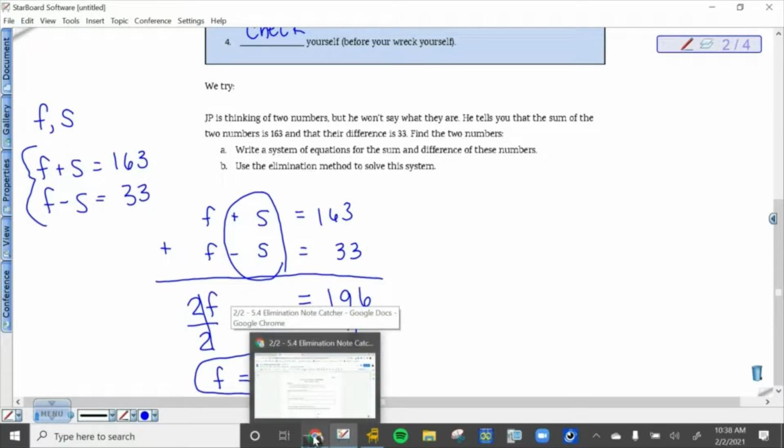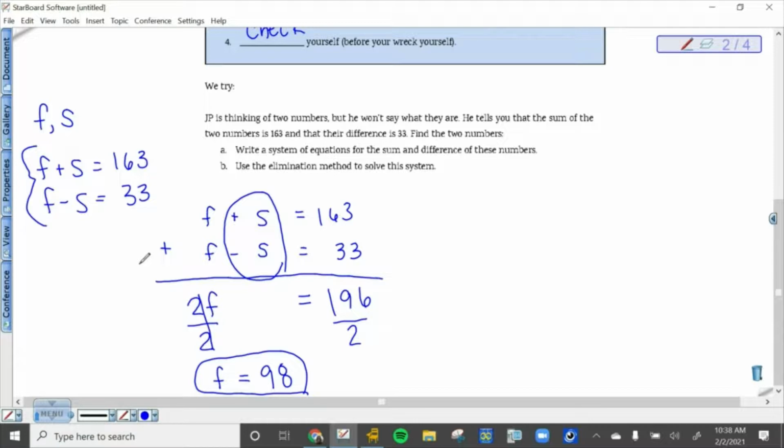That just took part of step 2, where we added the two equations together vertically and then solved for the remaining variable. Now we take that value that we just found, F equals 98, and we plug it into one of our original equations. So let's plug it into the first one, F plus S equals 163. If I plug in 98 for F, I get 98 plus S equals 163.